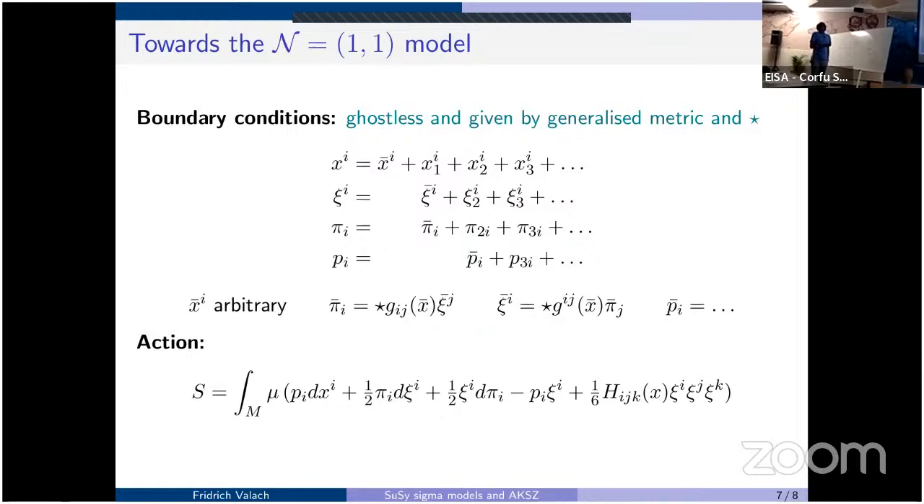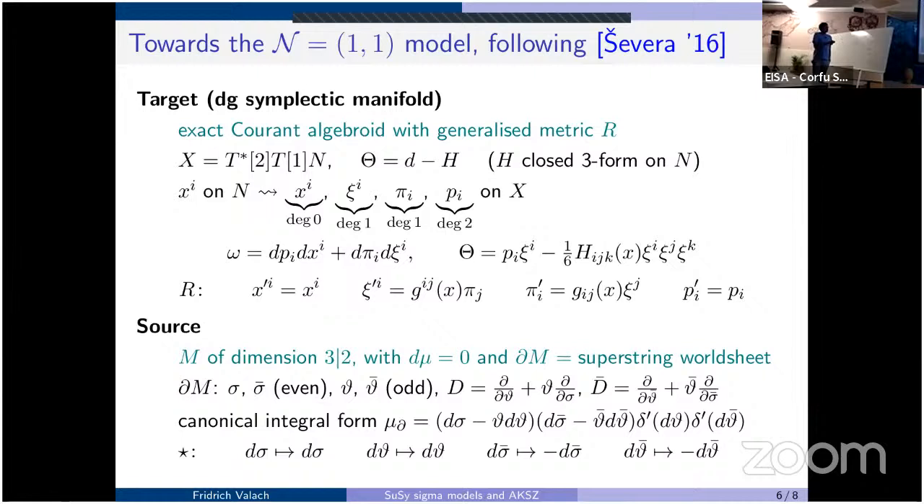So to read this, remember that this AKSZ model works in the way that you promote the target coordinates to differential forms on the source. So in this case, the coordinates were x, psi, pi, and p. And now what I want to do is promote them.